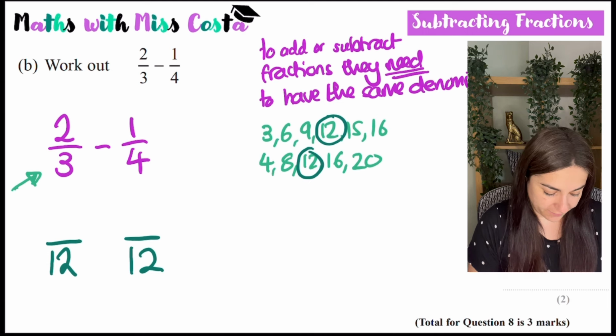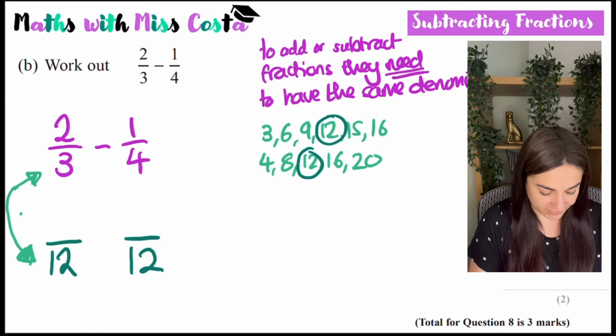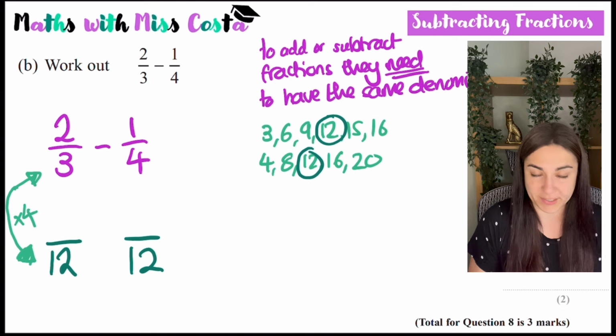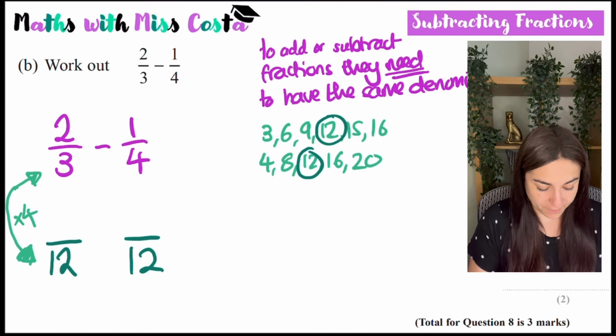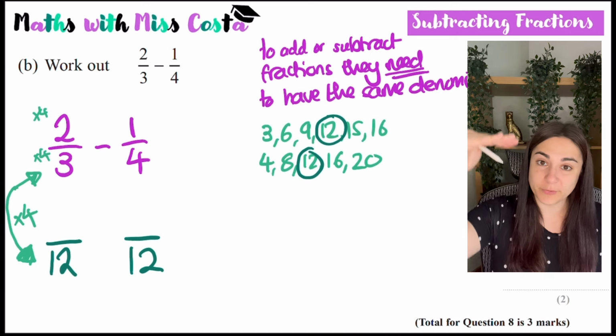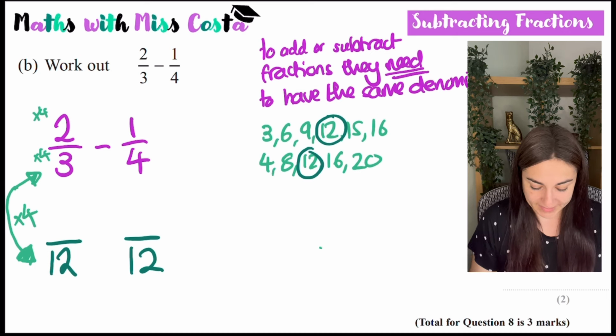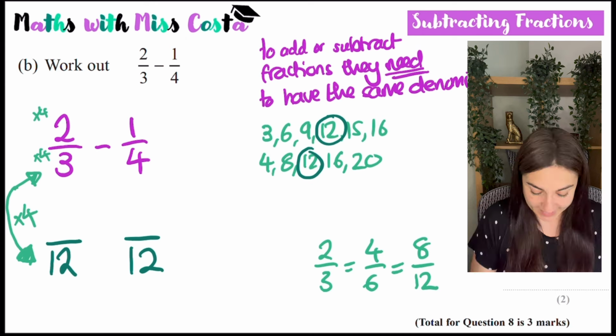And then you think to yourself, okay, what have I multiplied 3 by? 3 times by what gets me to 12? 3 times by 4 gets me to 12. So what I do is I multiply the numerator by 4 as well. So I times this by 4 and I times this by 4, because to keep fractions equivalent, you need to multiply the numerator and the denominator by the same thing. Like 2/3 is the same as 4/6 is the same as 8/12, okay, because they stay in the same proportion.